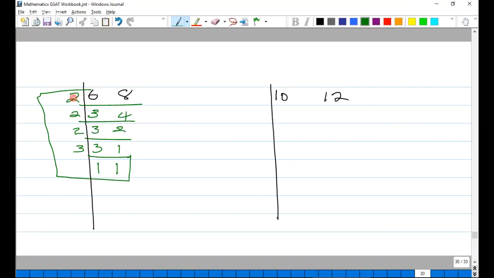Now your LCM. 1 times 1, 1 times 3 equals 3. And 3 times 2 is 6. And 6 times 2 is 12. And 12 times 2 is 24.